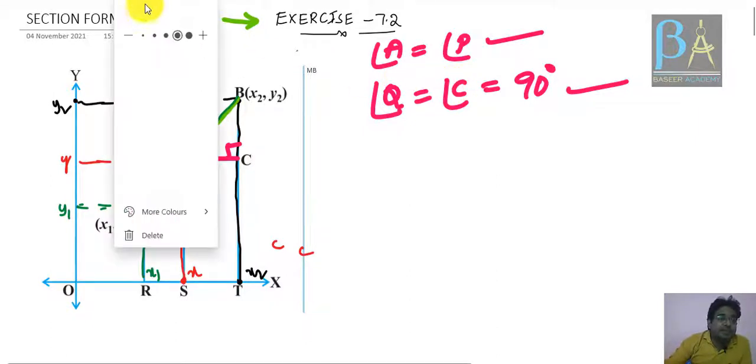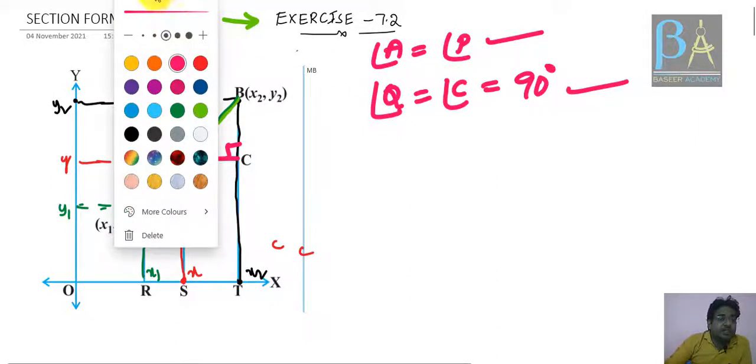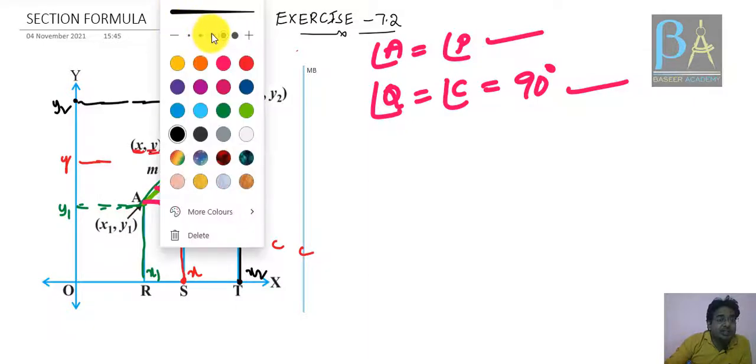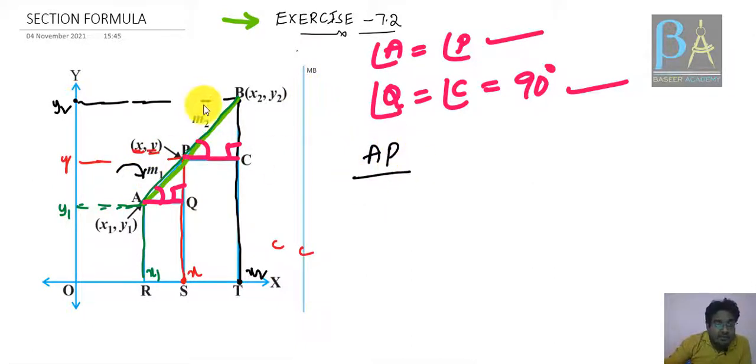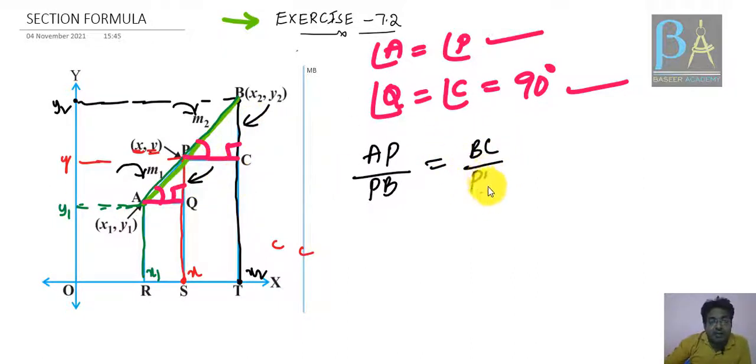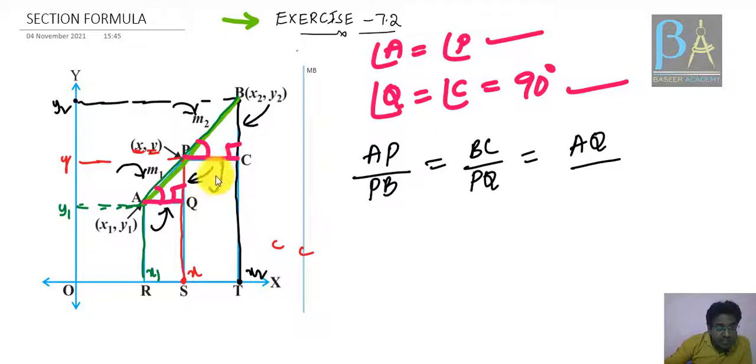Now when the two triangles are similar to each other, obviously the ratio of corresponding sides has to be equal, which means the left hand side of this triangle by the left hand side of this triangle, which is PB, should be equal to the right hand side of this triangle BC by the right hand side of this triangle, which is PQ. That should be equal to the bottom side of this triangle AQ by the bottom side of this triangle, which is PC.